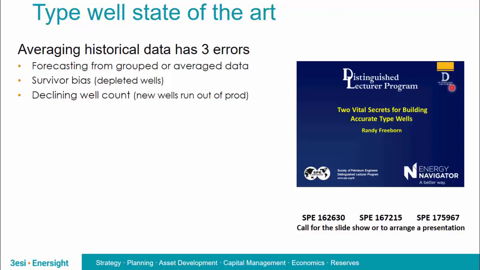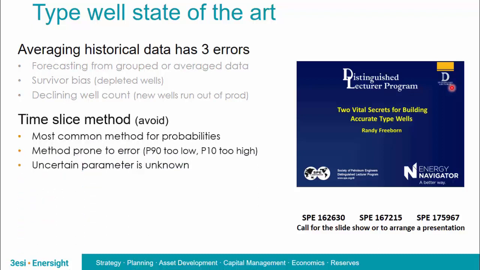The third type of error, somewhat like survivor bias, is how we treat wells that run out of production. We time shift our wells so they all start at time 0. And our newer wells don't have enough production to average over the full cycle of all of our wells. How we treat those wells when they run out of production also creates an error. You can read more about these in the technical papers.